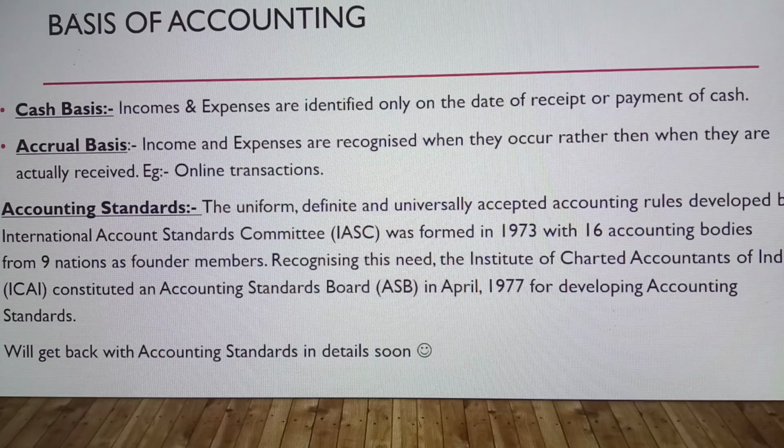Accounting standards. The uniform, definite and universally accepted accounting rules were developed by the International Accounting Standards Committee, formed in 1973 with 16 accounting bodies from 9 different nations who were the founder members. Recognizing the need for this, even our Institute of Chartered Accountants of India constituted an Accounting Standards Board in April 1977 for developing accounting standards. I will be coming back with more on accounting standards in more detail.